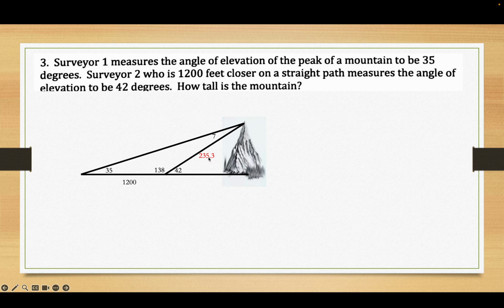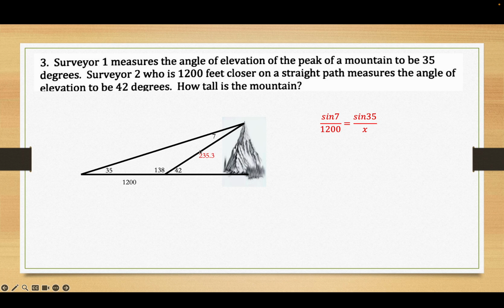That happens to work out to be the answer to that question. And we're going to find this shorter piece right here, and we'll do that using the law of sines. So the sine of 7 will be to 1,200 as the sine of 35 is to, we're going to call it x for now. Sine of 7 is to 1,200 as the sine of 35 is to x.